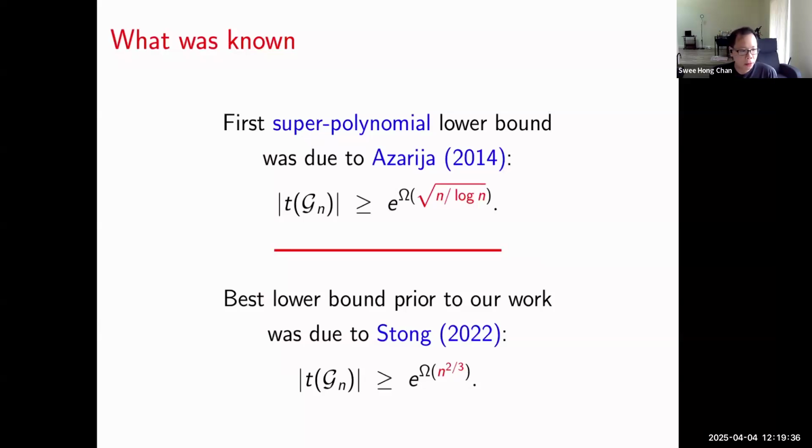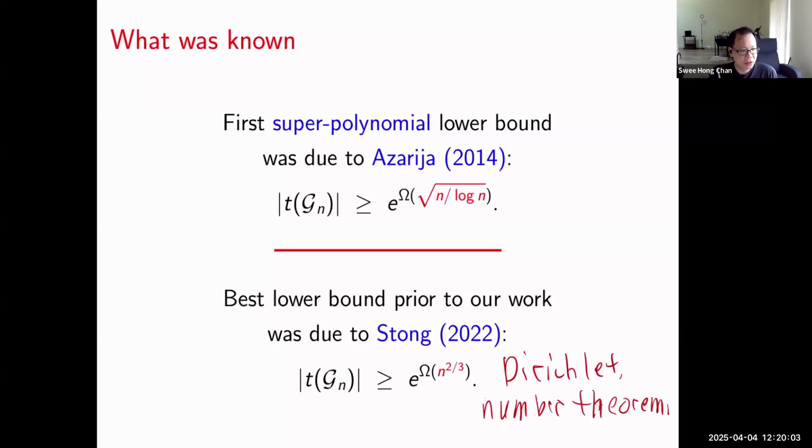But the best lower bound prior to our work was Song in 2022, where the lower bound is e to the power of n over 2 term. His proof is very beautiful. He used Dirichlet's number theory theorem to prove this result. I will present our lower bound in the next 2 slides.